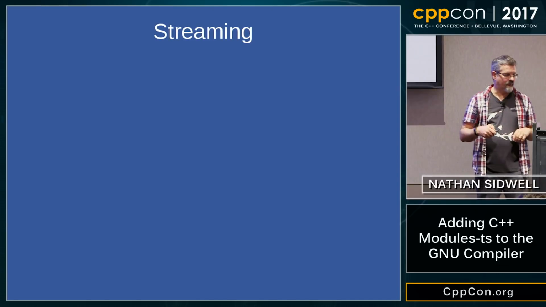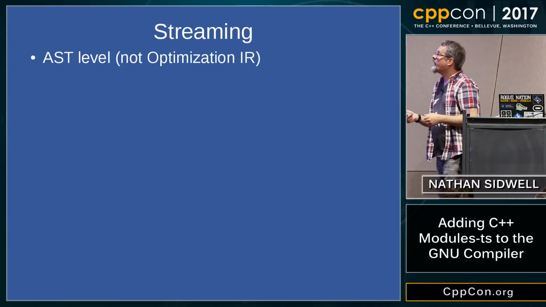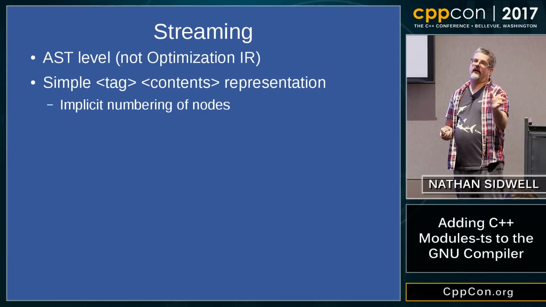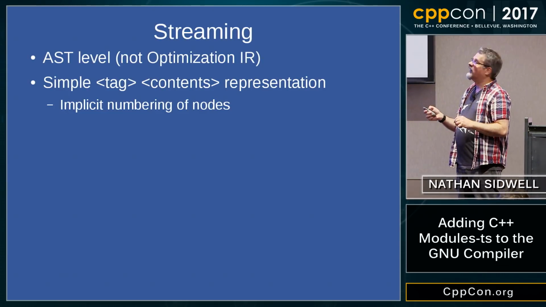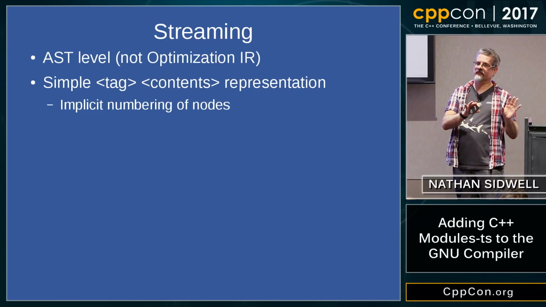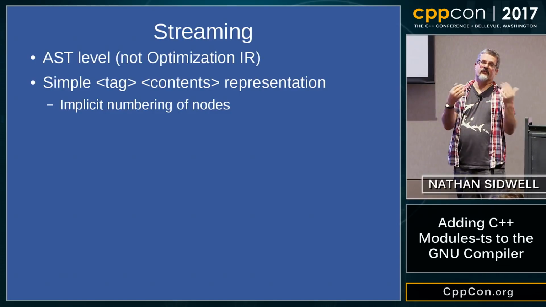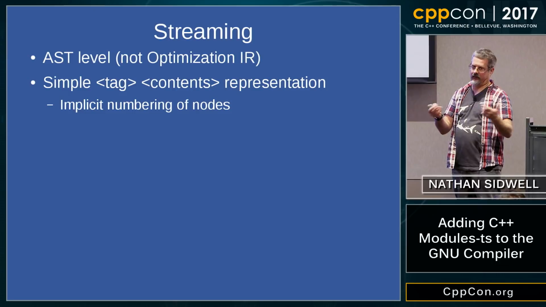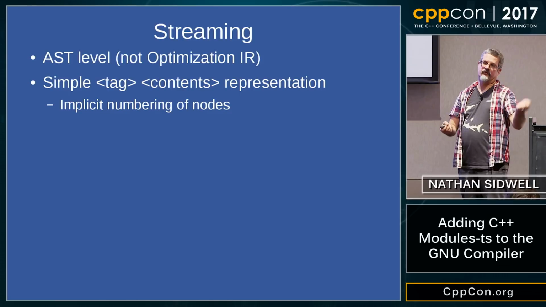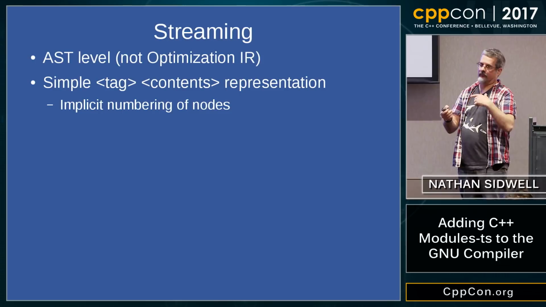So I had to write my own streamer for this. We stream out the abstract syntax tree. I'm just using a very simple tag contents notation, with a handwritten parser. It's not using any of the garbage collection machinery or the PCH machinery in the compiler. We're not going there. And I implicitly number these nodes because this AST is an arbitrary graph. It's going to have loops in it and I need to know back references. So I implicitly number these as I stream them out, so I only have to do it in one pass. It's like Lisp pretty printing, but a single pass thing.